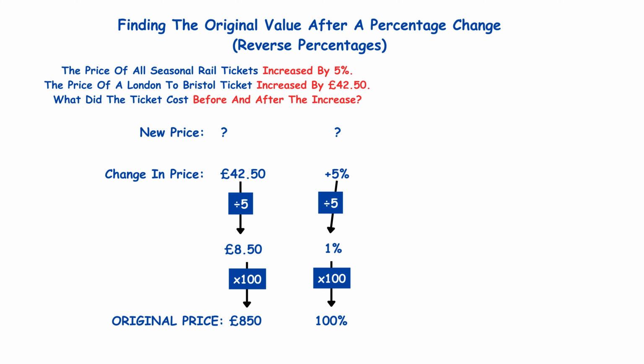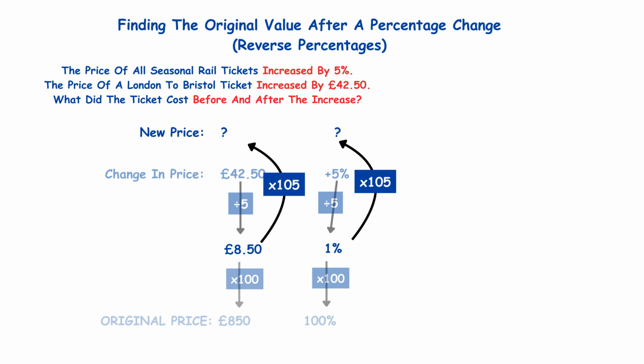So just like before, let's think of it in terms of the original price, which is 100%, and a new price, but this time it's a bit different because we don't know the value of the new price. Instead, we're given extra details about the change in price. The question tells us that the price has increased by 5% and that the actual value of that 5% increase is £42.50. So this time to find 1% like we've been doing for the other questions, we need to divide the £42.50 by 5 to find that 1% is £8.50. And so now to work out the original price, we can just multiply the £8.50 by 100 to get £850. So the seasonal tickets cost £850 before the price increase.